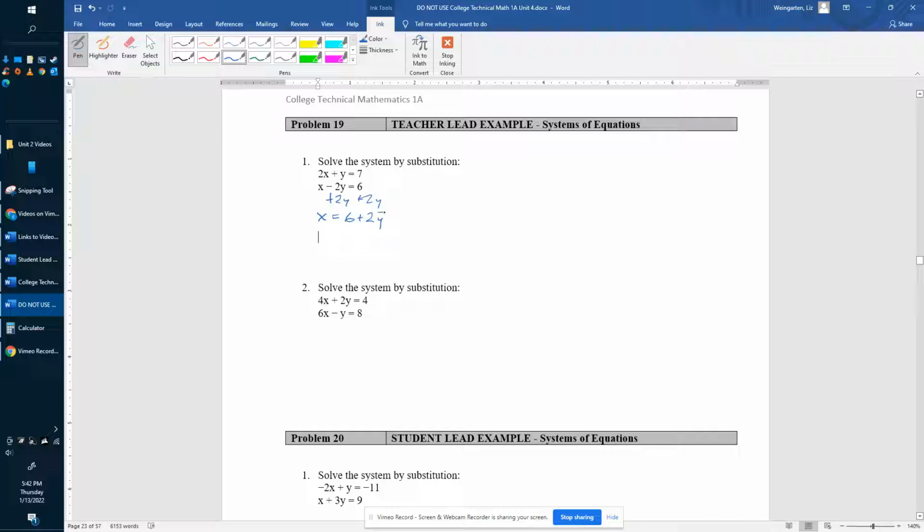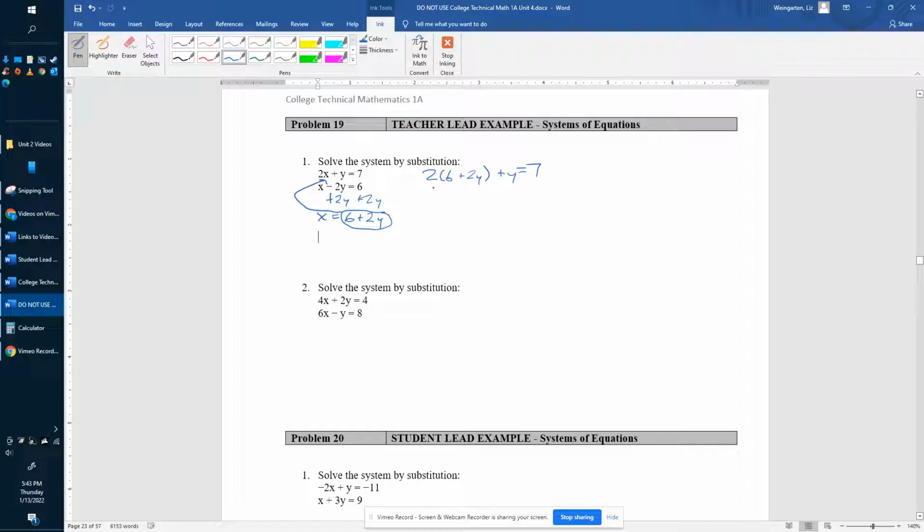So we are going to take what we just solved for x, and we're going to put this in for x in the other equation. So let's take 2 times, so this is the same as x, so we're plugging that in for x. 2 times 6 plus 2y plus y equals 7. Now we're going to solve this equation for y.